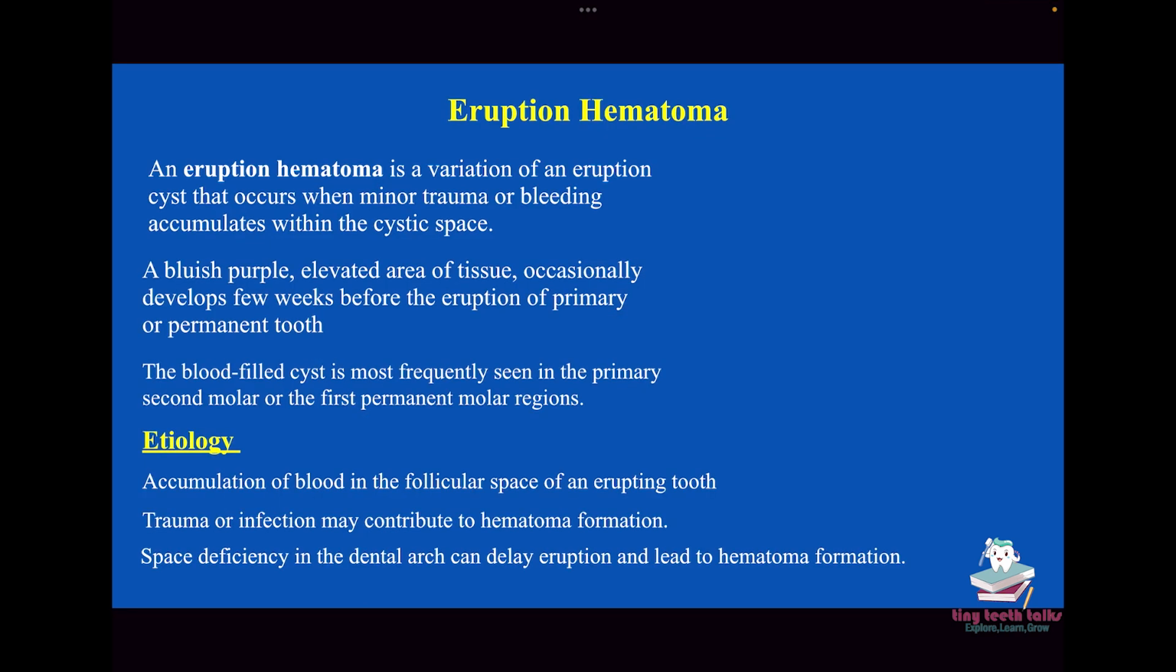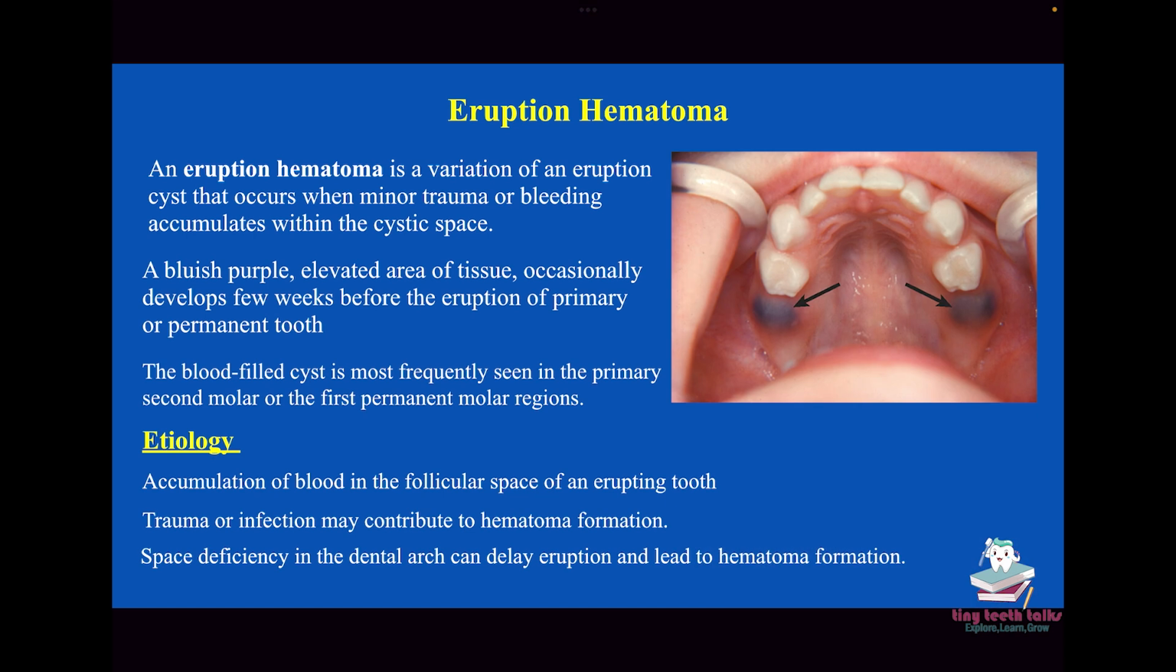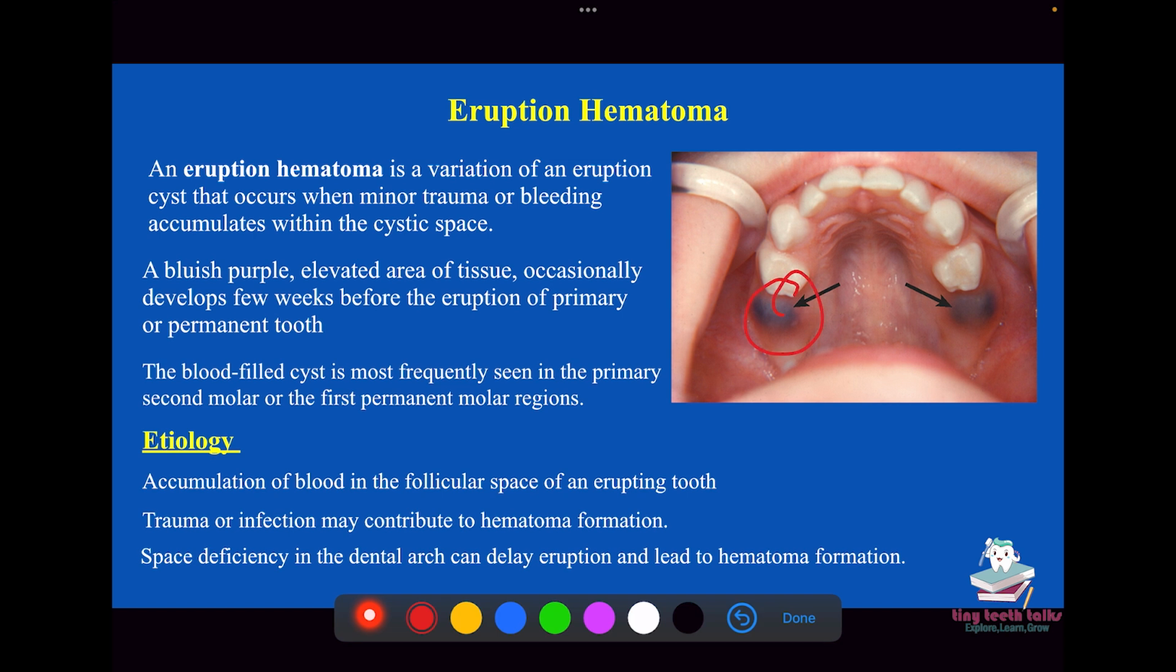First is eruption hematoma. An eruption hematoma is a variation of an eruption cyst that occurs when minor trauma or bleeding accumulates within the cystic space. So basically, an eruption cyst forms in the soft tissue overlaying an erupting tooth. Fluid accumulates between the enamel epithelium and oral mucosa. A bluish purple elevated area of tissue occasionally develops a few weeks before the eruption of a primary or permanent tooth. The blood-filled cyst is most frequently seen in the primary second molar or the first permanent molar regions.